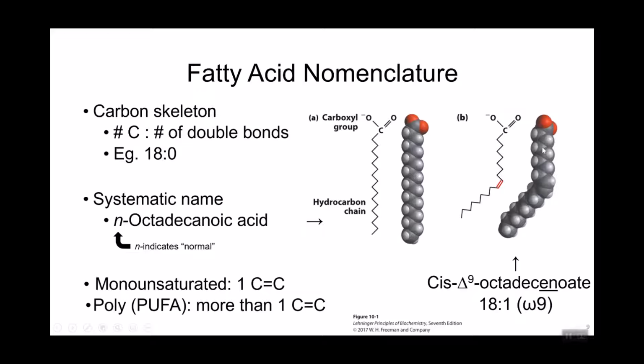If we were to write out the systematic name, it would be cis-delta-9-octadecenoic acid, where delta describes the location of the double bond relative to the carboxylic acid. Octadecene for that double bond, and the 18:1 would be the short form, and you could also call it an omega-9 since the double bond is on the 9th carbon from the methyl end.